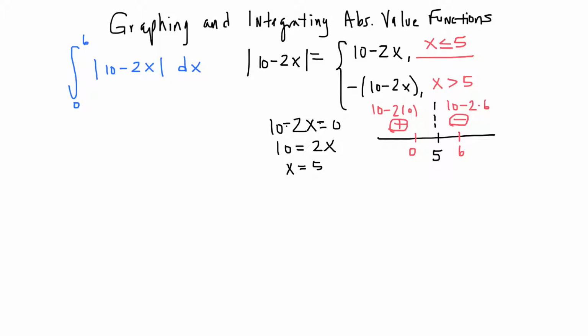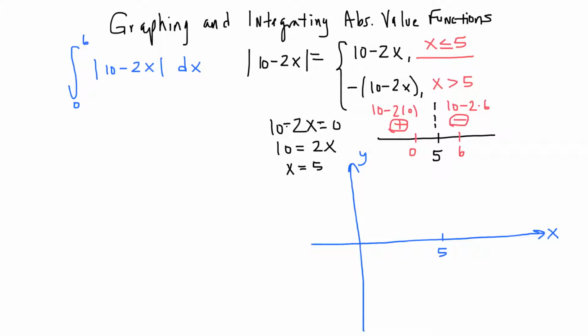Now I'm going to graph the piecewise function. Okay, so let's see. We are going to need an x and y axis. There's my y. There's my x. And as you can see from above, 5 has to be a point of interest. So I'm going to let 5 be a point of interest.